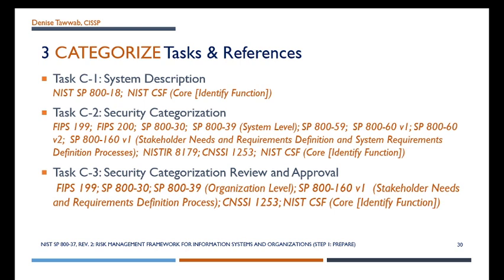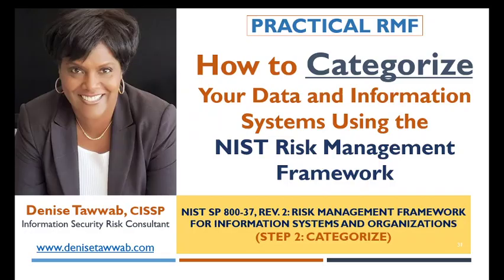You can also look at Special Publication 800-160, Volume 1, the section that talks about the stakeholder needs and requirements definition processes. And if you're doing the cybersecurity framework, you want to look at the identify function in the core. And that is the end of categorizing your data and information, or the tasks associated with that particular step in the risk management framework.